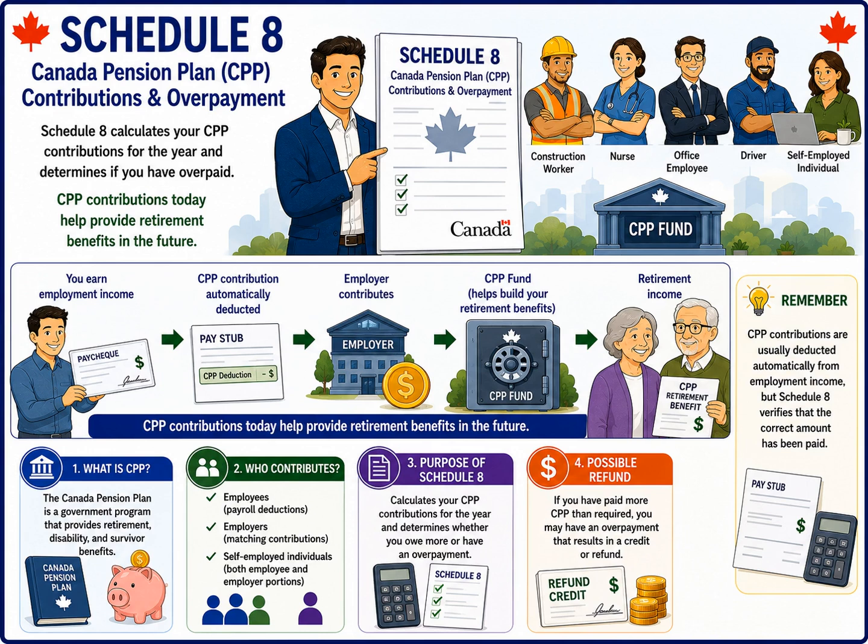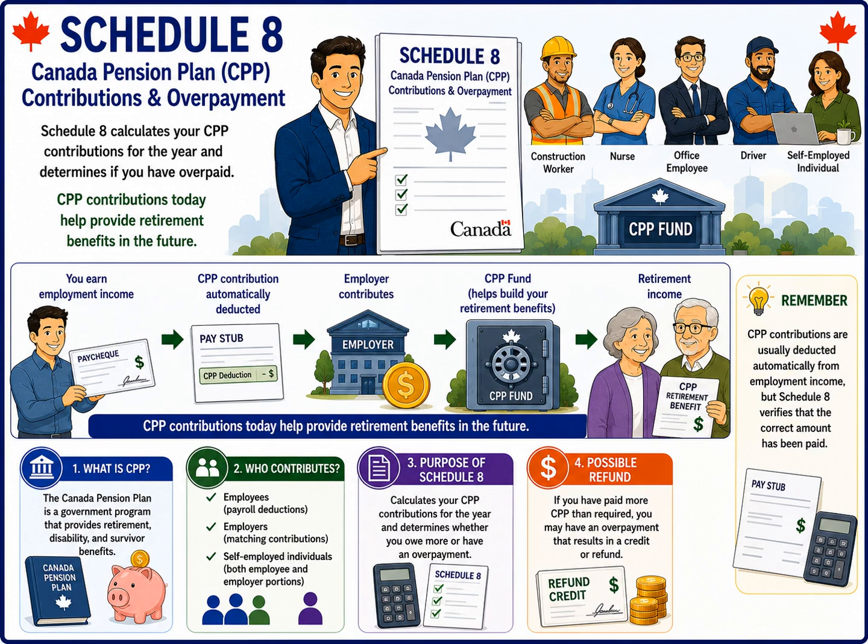The primary purpose of Schedule 8 is to verify that the correct CPP contributions have been made during the year. It reviews the contributions reported on the taxpayer's income records and determines whether additional CPP is payable or whether too much CPP has been contributed. An overpayment can happen in certain situations.